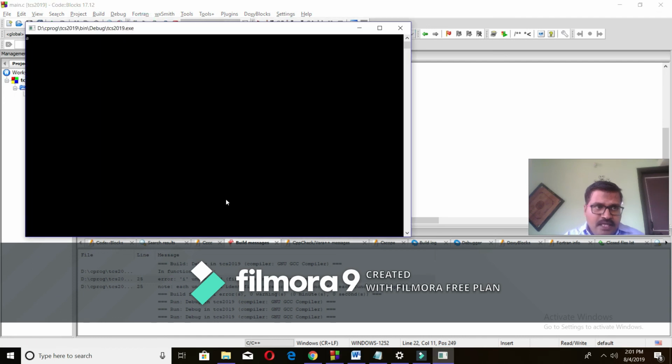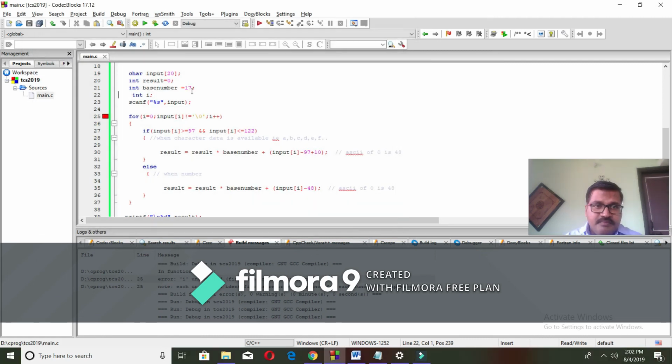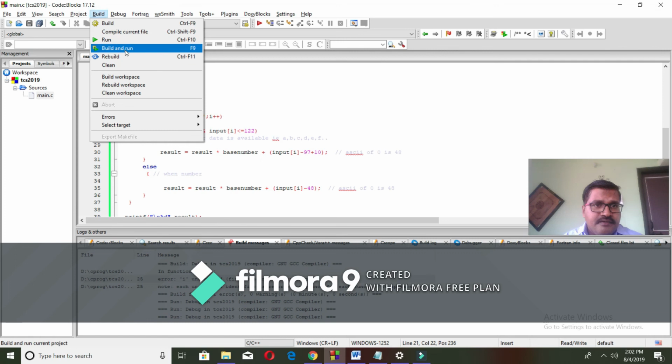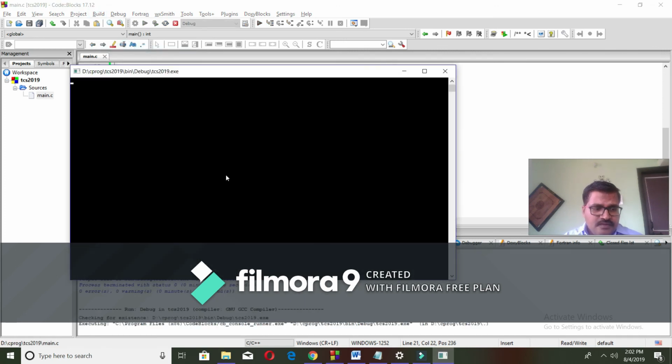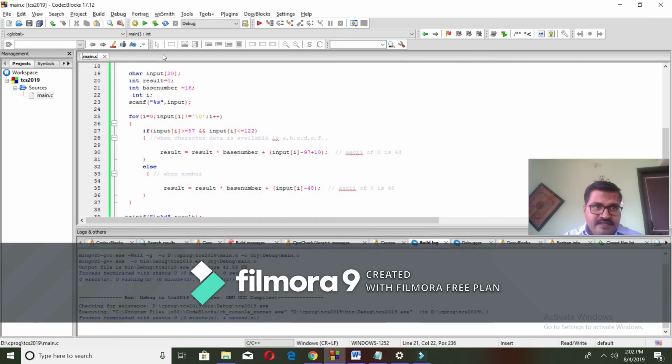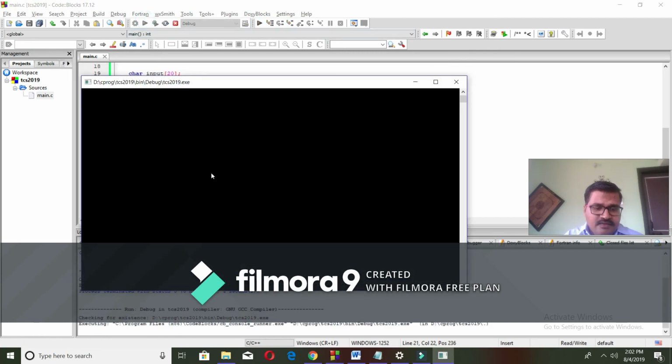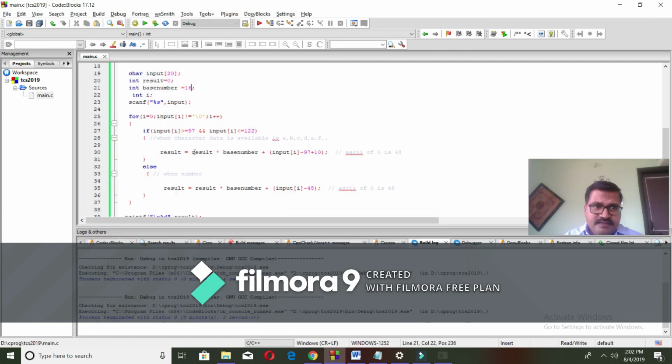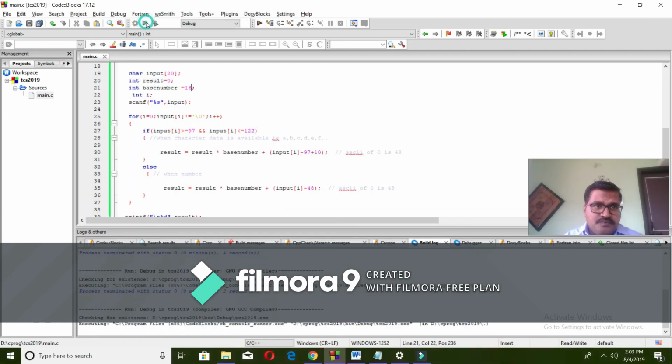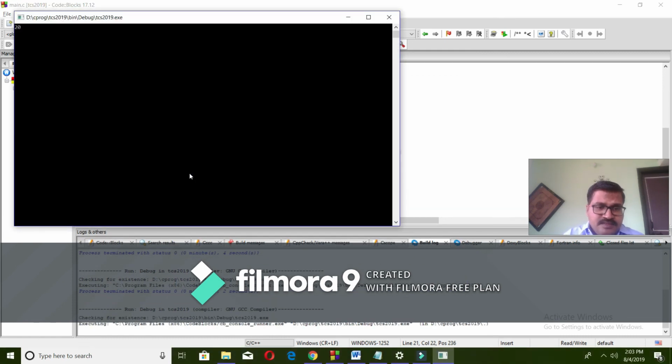Now I'll run again here. I'll type only A. A means after 9, A comes. Okay, so something is wrong here. But I'll take the hexadecimal base and save it. I'll build it and run it again. So for the A value, I got 10 correctly. If I go for B, I get 11. If I enter 20, it goes to 32, correct. This is how we got it.